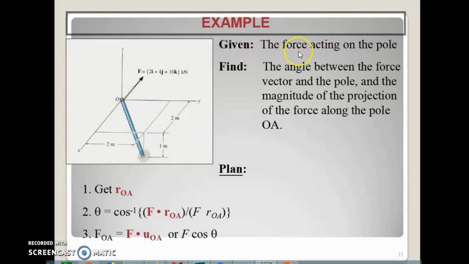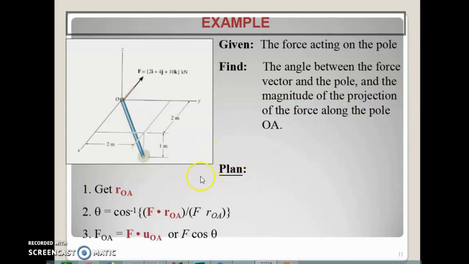Given the force acting on the pole. Okay, so you have a pole here, remember the pole has radius R, and then there is a force here acting in a different direction from the pole, and it is given in Cartesian vector form, which is F equal to i plus 4j plus 10k. The force is not given in scalar magnitude form, but instead in the form of a Cartesian vector. You need to find the angle between the force vector and the pole, and the magnitude of the projection of the force along the pole OA, which we call the projection.